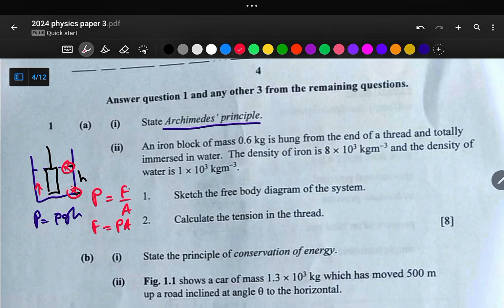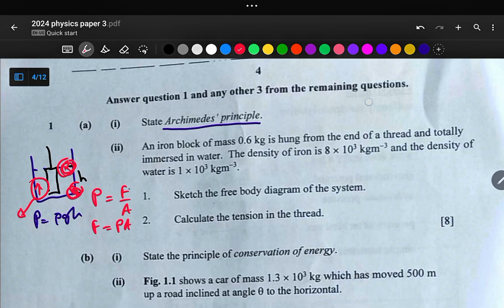Why? A resultant upward force, because the force at this point is greater than the force at this point. So if these two forces are not equal, there will be an upward force. And this upward force is what we call the upthrust. So upthrust is an upward force where there's a difference in force between the upper surface and the lower surface in a fluid.